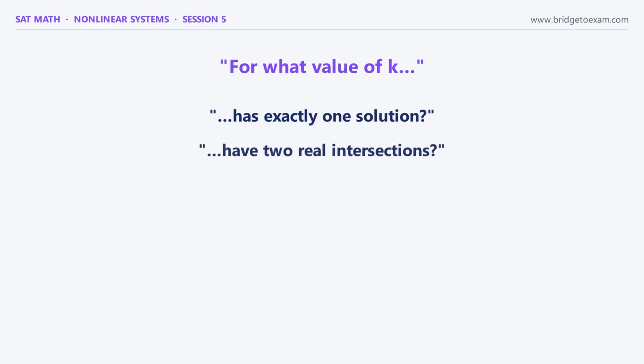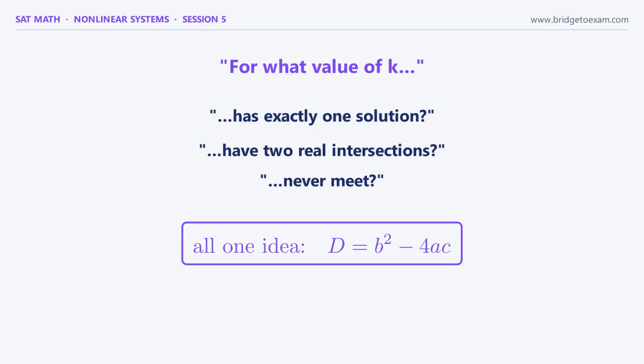Welcome to Session 5. This one is a signature SAT question type, and once you see the pattern, you'll spot it from across the room. It sounds like this. For what value of k does this system have exactly one solution? Or, for which values of k do these graphs never meet?